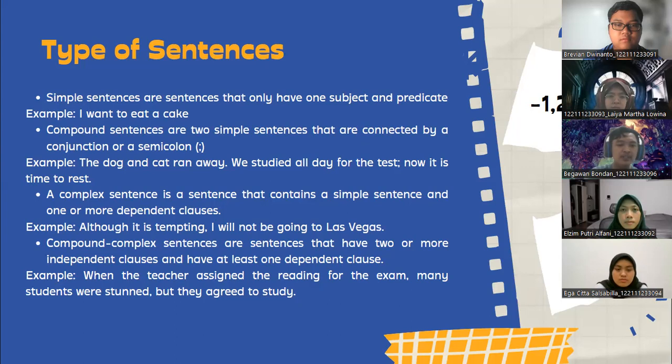A complex sentence is a sentence that contains a simple sentence and one or more dependent clauses. Example, although it is tempting, I will not be going to Las Vegas. Compound complex sentences are sentences that have two or more independent clauses and have at least one dependent clause. Example, when the teacher assigned the reading for the exam, many students were stunned, but they agreed to study.